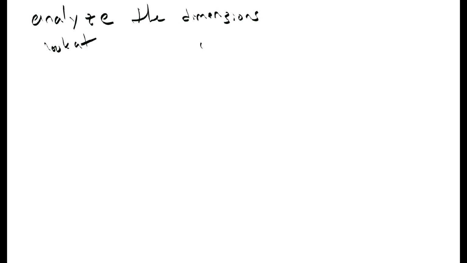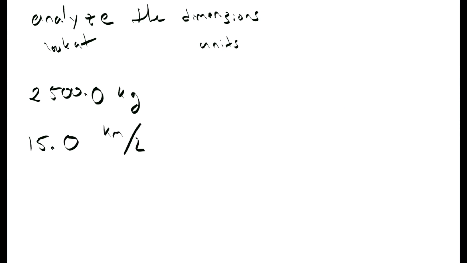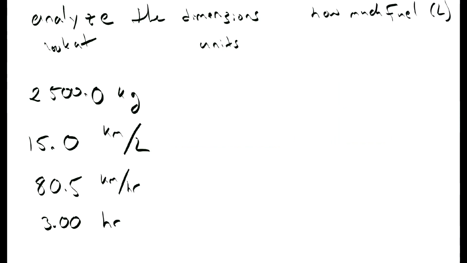Now let's go ahead and work through a dimensional analysis problem. Okay, so what you're going to do is analyze the dimensions, the units. Okay, so look at the units. Lindsay has a car that weighs 2,500.0 kilograms. It has a fuel efficiency of 15.0 kilometers per liter, going 80.5 kilometers per hour for 3 hours. How much fuel in liters does Lindsay use?